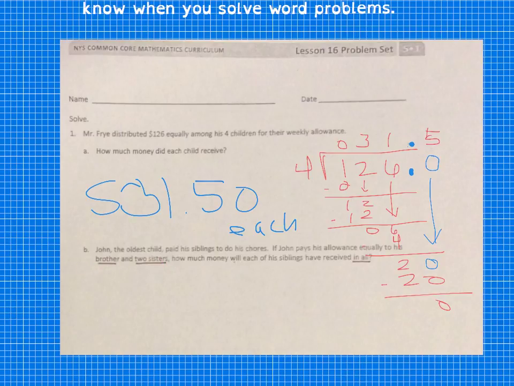He's going to pay his allowance equally to his brother and 2 sisters. So that's 3 people total, 1 brother, 2 sisters, and he's going to pay his allowance, which was $31.50 from up here. He got $31.50, and he's going to divide that equally among his 1 brother, 2 sisters, so 3 kids total. So I'm going to take $31.50 and divide it by 3. You're going to do that now and pause the video while you do that.